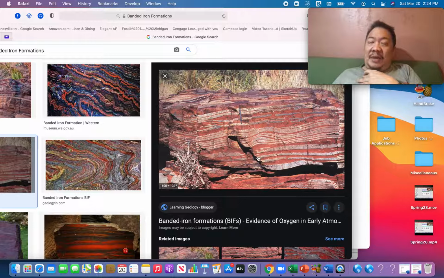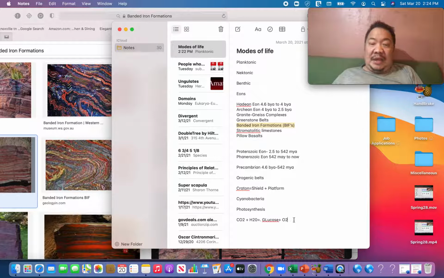Banded iron formations, as the name implies, are made of iron. The red parts are made of oxidized iron, which forms a mineral called hematite. Chemical formula Fe2O3, which most people call rust, but geologists call hematite.